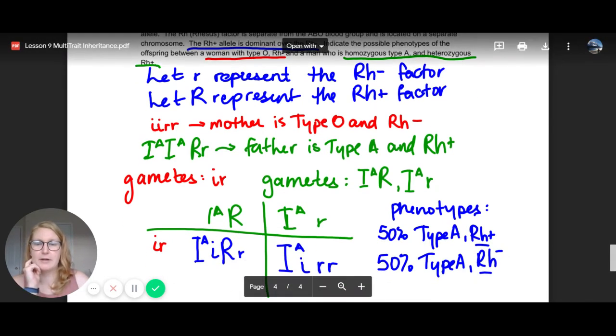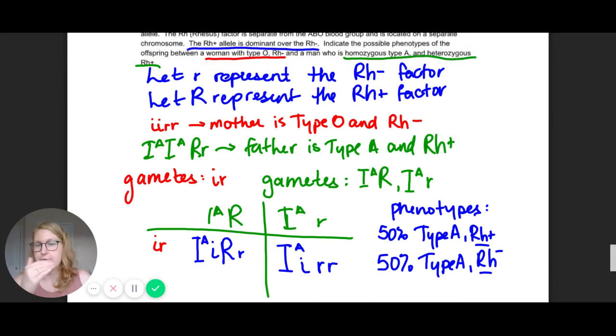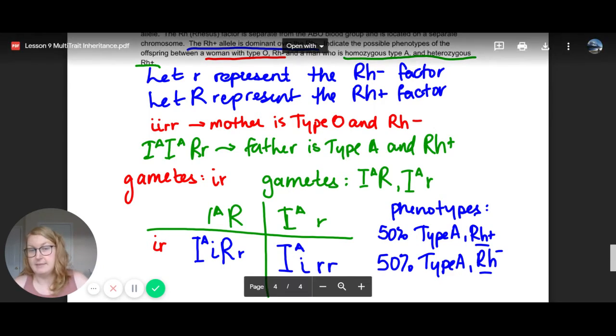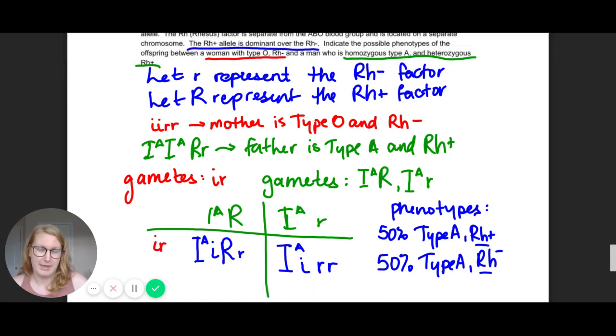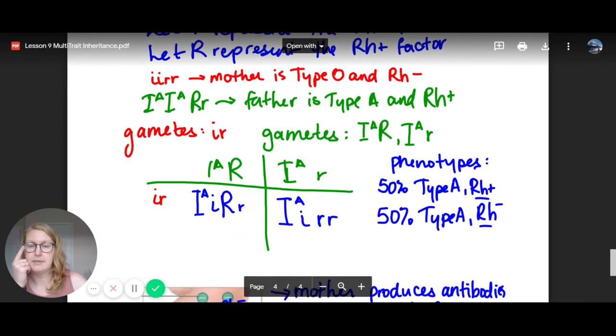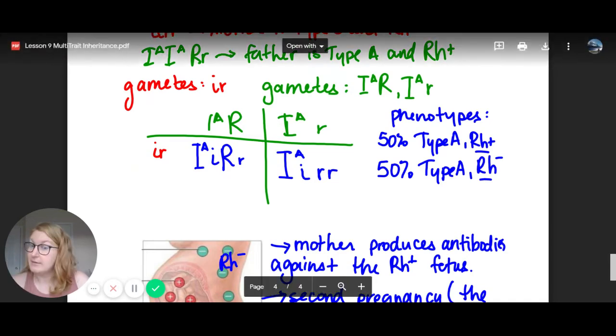So I'm taking apart these gametes now. Because she's homozygous for both traits, there's only one possibility of the gamete, which is 2 recessive alleles. The father has 2 possibilities now because he only has I capital A, so that's fine, but he could have it in his gamete with the capital R or with the small case r. So he has 2 possibilities I've listed here.